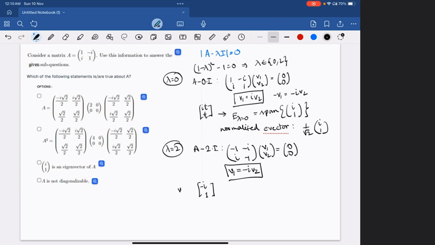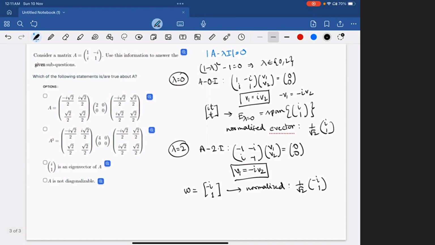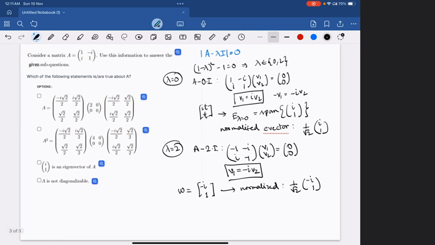Let me call that w, right? But again we have to normalize this, right? Because again the norm is equal to under root 2. So the normalized one is nothing but 1 by under root 2 times of minus i and then 1, right? So we have obtained both the eigenvectors, right, and the normalized ones.